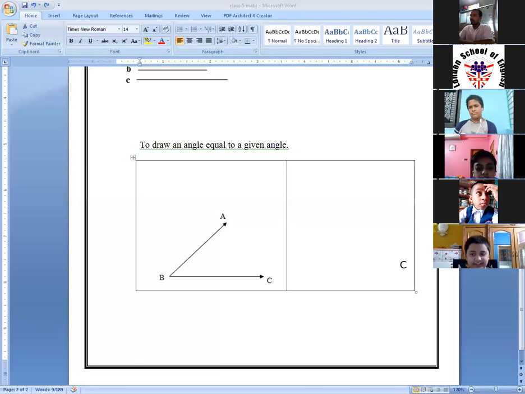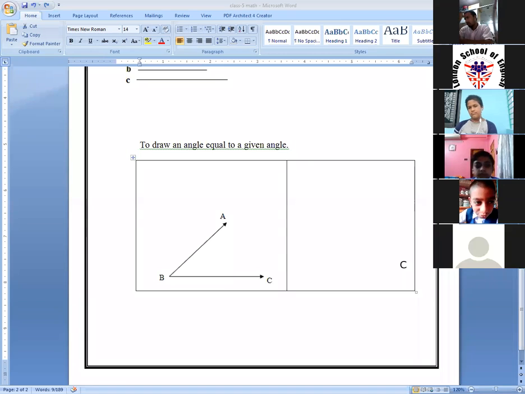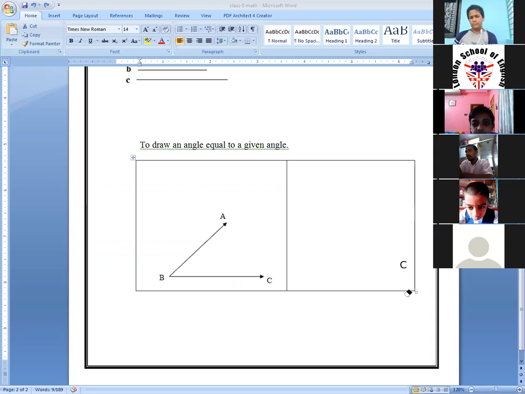Tofik, say, what is a right angle? Don't know. So what have I said just a moment back? Are you not listening to my words? Again, I am repeating. What is a right angle? Listen.